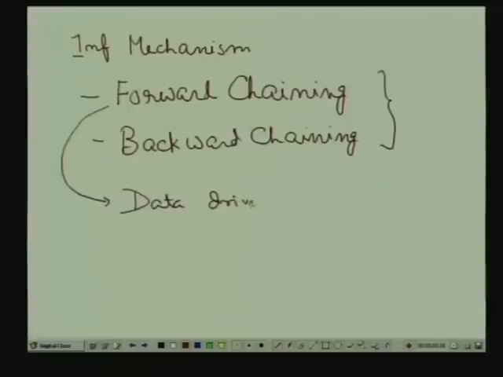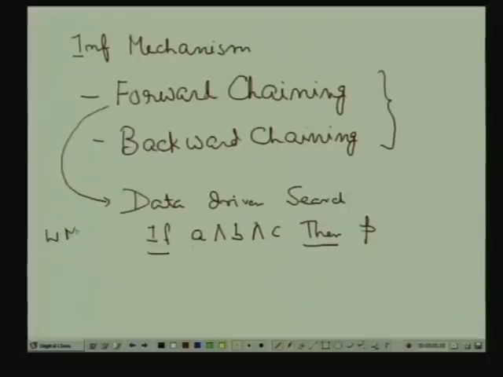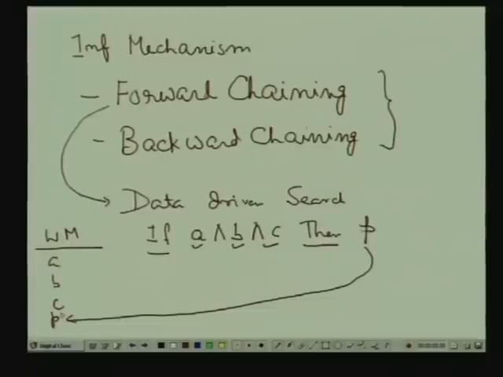In forward chaining, which is also known as data driven search, say we have a rule like this: if A and B and C, then P. Now, given a rule like this, in forward chaining, whatever is there in the working memory, say A, B, C, we start matching the contents of the antecedents, and if all of them match, then we say that this rule is enabled, and if this rule is fired, then the firing will produce this P as a new fact in the working memory, and this can enable further search.